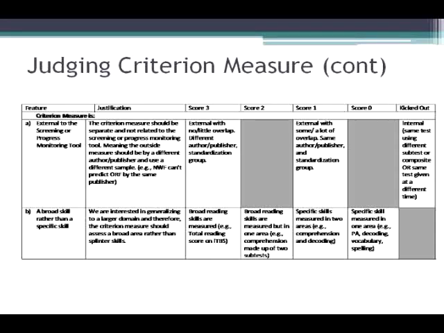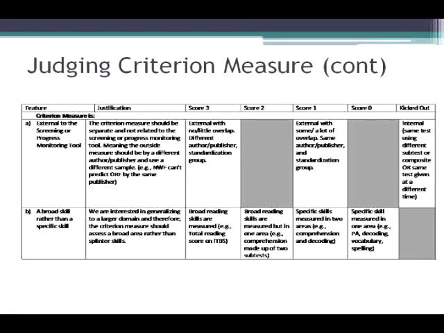The next judgment for the criterion measure is that the criterion should measure a broad skill rather than a specific skill. In this case, it was reading. All of the tools assessed or evaluated were for reading. Under the definition of meaningful, the Common Core State Standards do not focus on a single feature of reading, but a much broader definition that encompasses the 5 components of the National Reading Panel's definition.